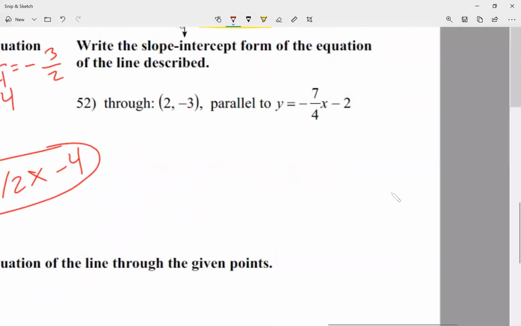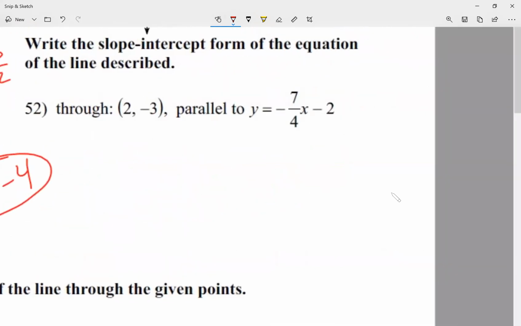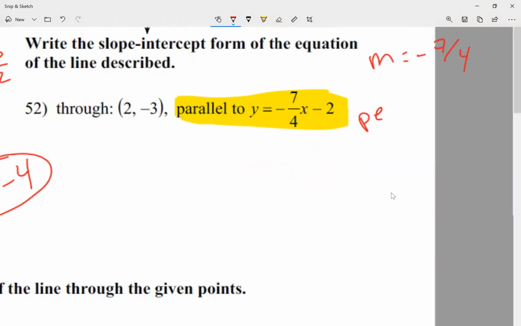Now question 52. I'm going to use equation. So here it says write the slope-intercept form of the equation of the line described. When I mean described is I gave you this. I'm going to use the words parallel or perpendicular. If I use the word parallel, the slope that I want you to use is the same one. So -7 over 4. If I had a perpendicular, the slope that I want you to use is switch the sign. So positive 4 over 7.